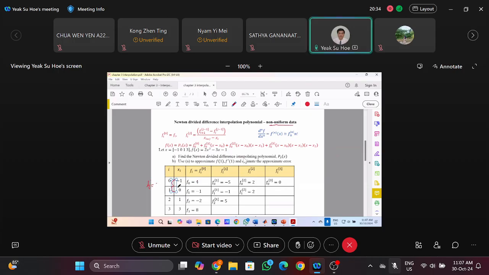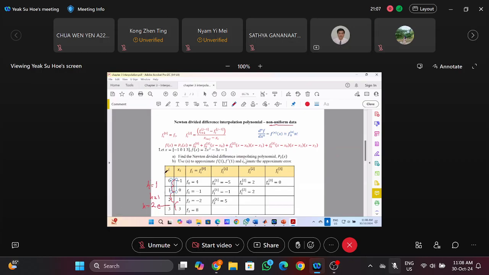0, 1. The increment is 1. And then from 0 to 1, the increment is also 1. But from 1 to 3, the increment is 2. So different increments. So this we call non-uniform data. So Newton divided difference can be applied for non-uniform data. So this is non-uniform data.